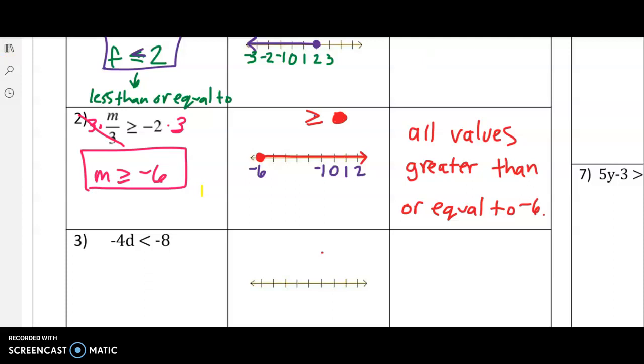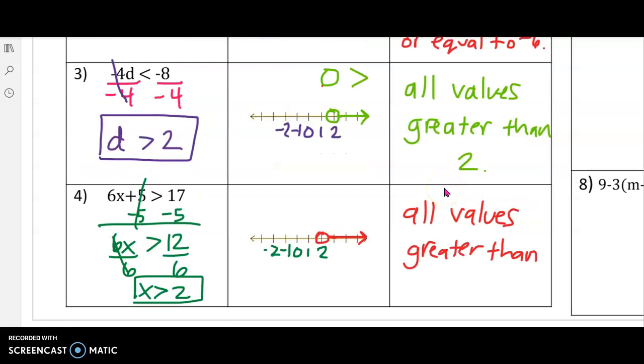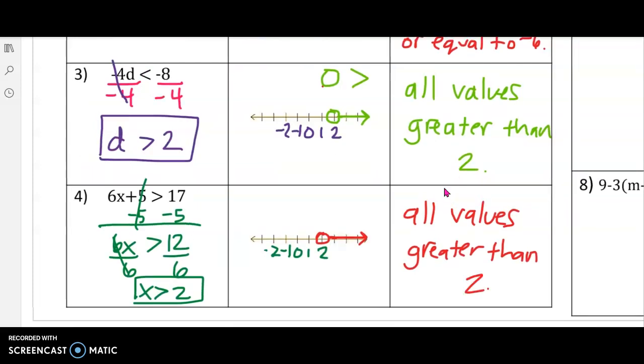Pause the video, and then you can unpause it when you're done to check your answers. Take a moment to notice the difference between number 3 and 4. Really think about what happened. What are the differences between the two? Because we basically got the same answer and the same graph. But the symbols were different at the beginning.